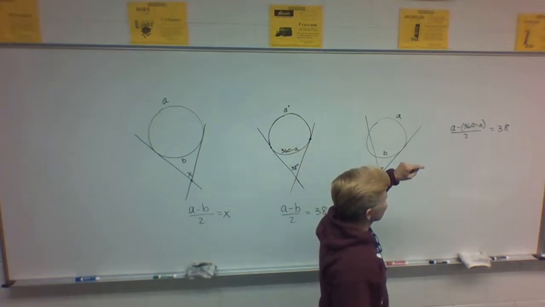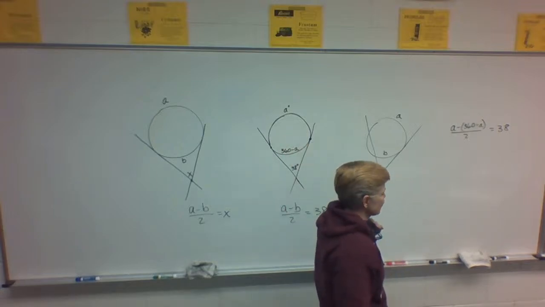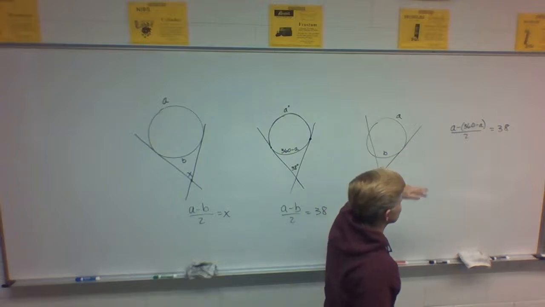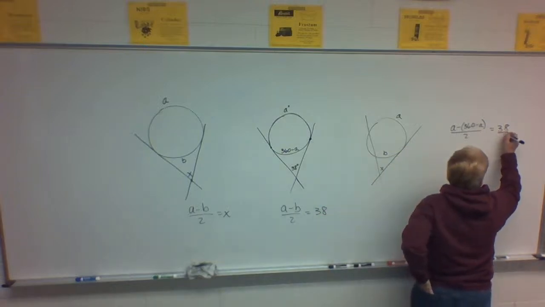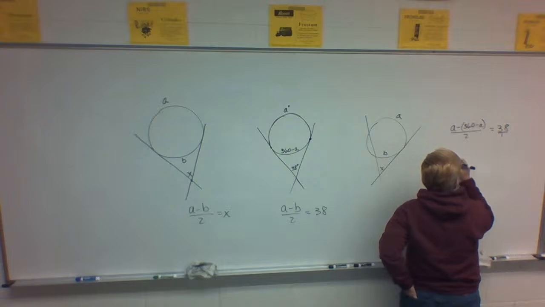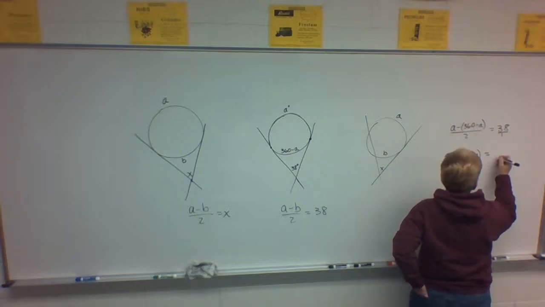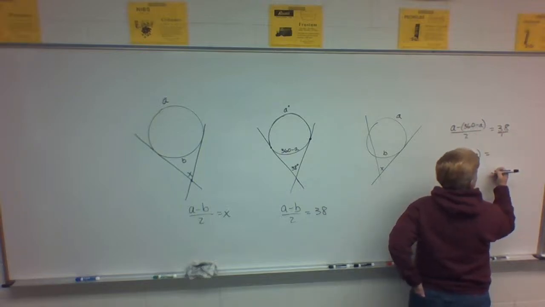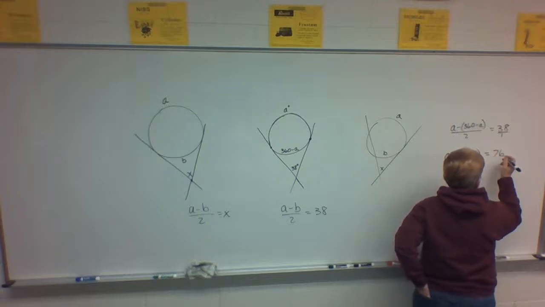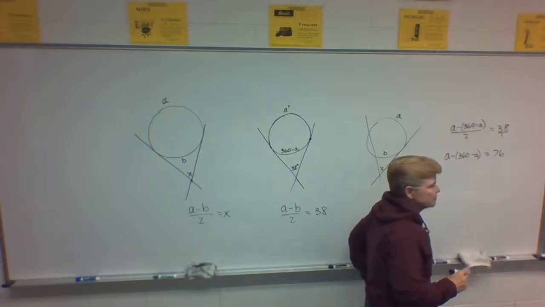And when I do that, now this is the first time you've seen one of these solved. Now you got all these proportions, they're all over 2 and stuff. But that's over 1, and we know how to solve proportions. It's going to be A minus 360 minus A, which I'll deal with in just a minute, equals, because that's times 1, equals 76. 2 times 38. Y'all see it?